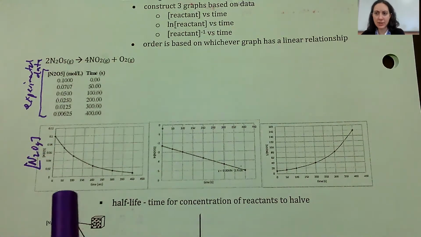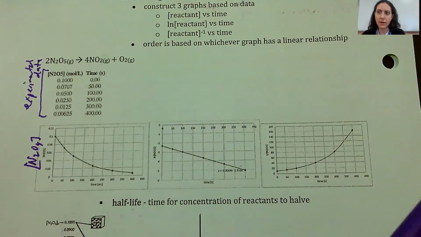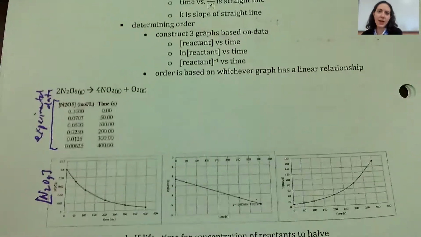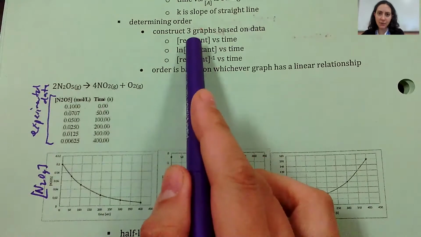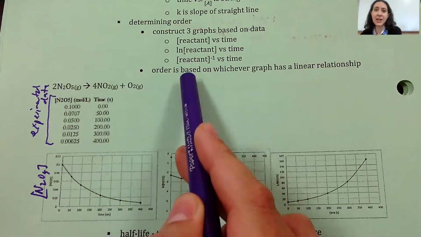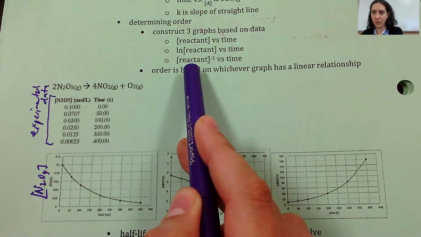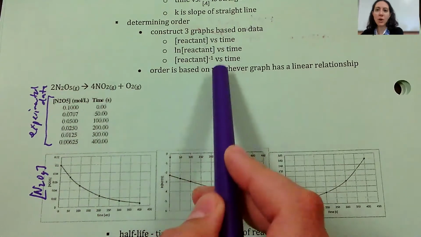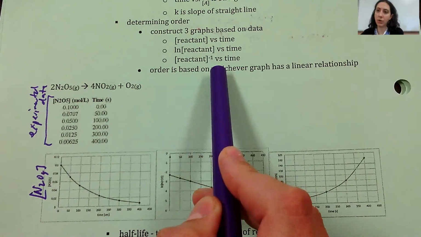Yeah, there's three different choices. There is the concentration of the reactant versus time, the natural log of the concentration of reactant versus time, and the inverse of the reactant versus time. Whichever one of these has a straight line, that's the order.